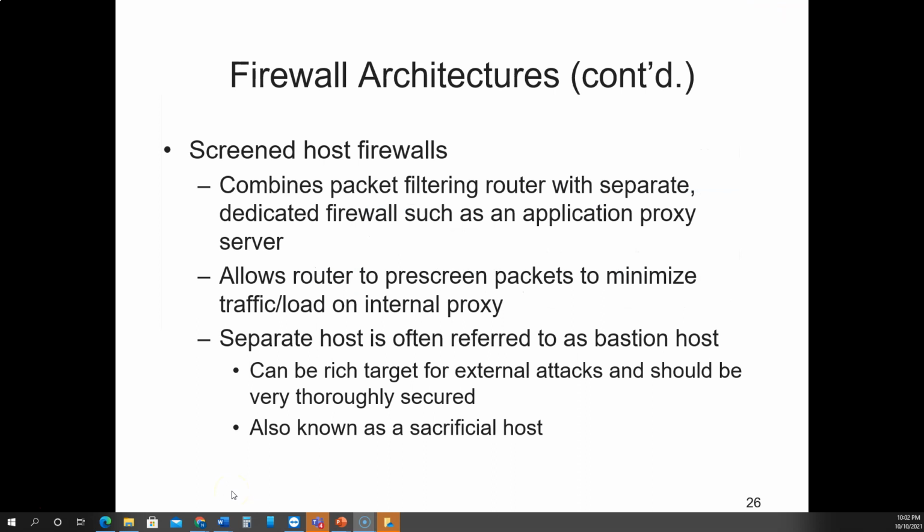This architecture combines the packet filtering router with a separate dedicated firewall, such as an application proxy server, allowing the router to pre-screen packets to minimize the network traffic and load on the internal proxy. The application proxy examines an application layer protocol and performs the proxy services. This separate host is often referred to as the bastion host, or sacrificial host.